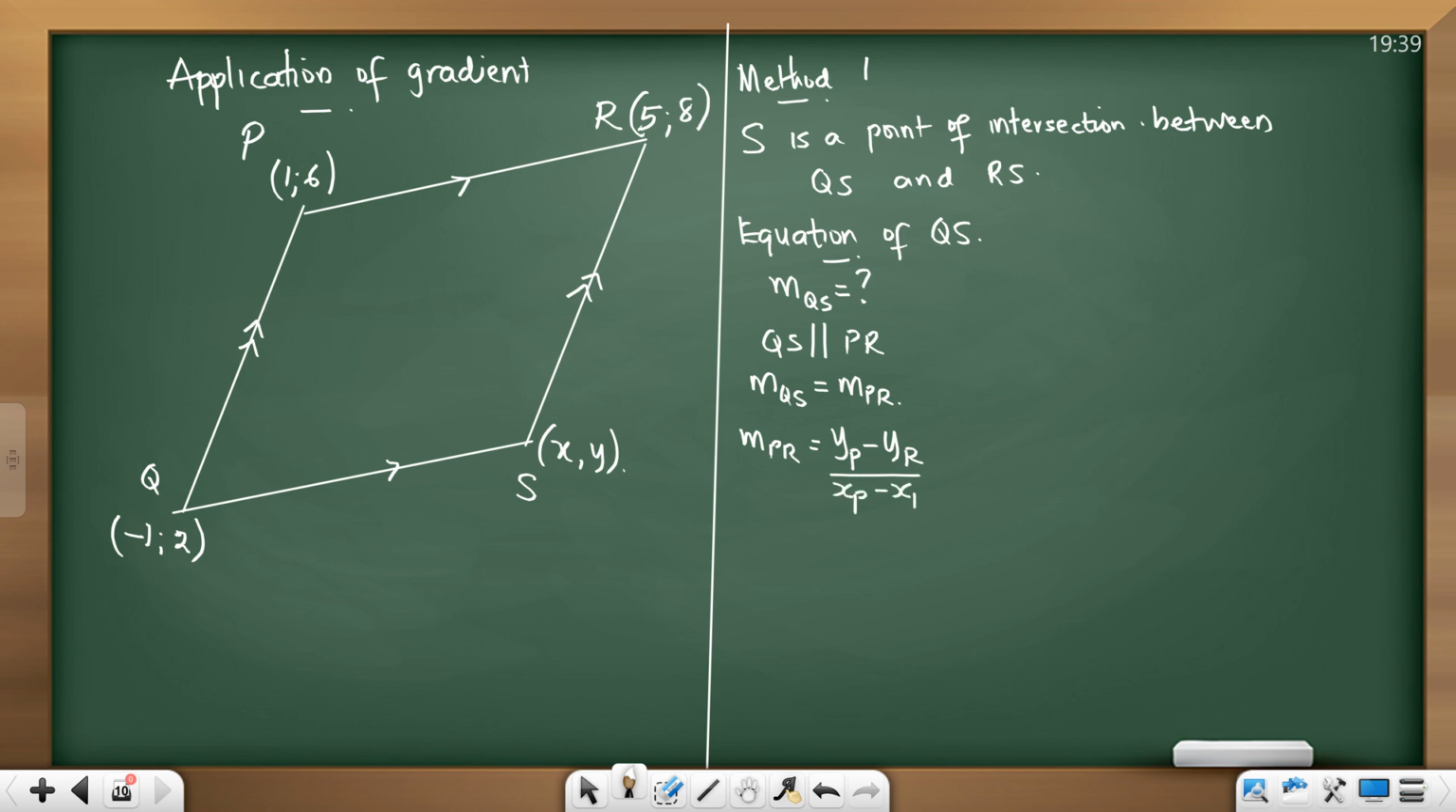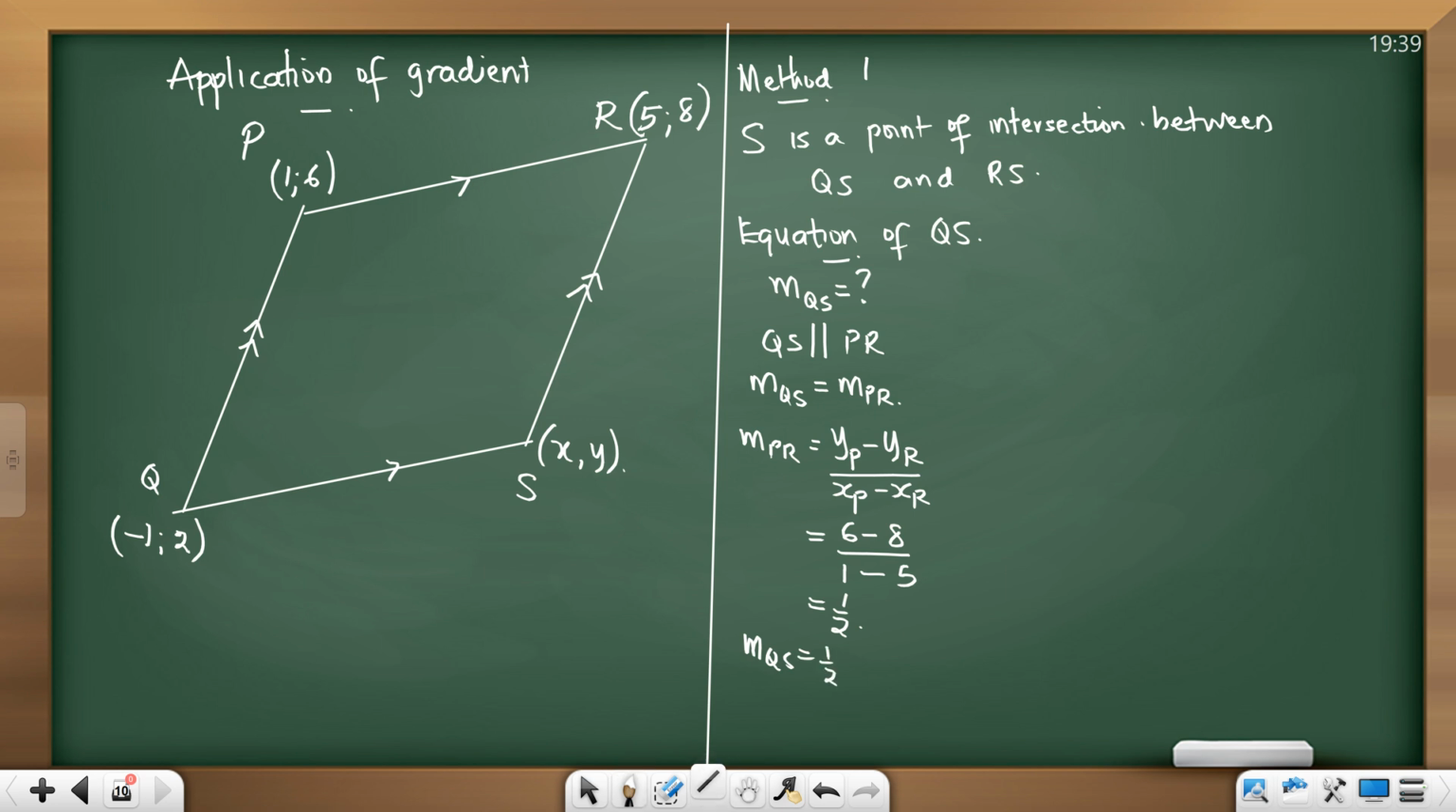So I'm doing all of this, my grade 11s, so that you can see. I don't want to rush. What is my Y value of P? 6. Y value of R? 8. X value of P? 1. And X value of R is 5. And that will be minus 2 over minus 4, and that is half. So it means the gradient of QS is half because the lines are parallel.